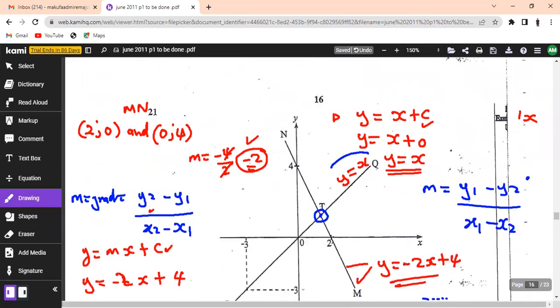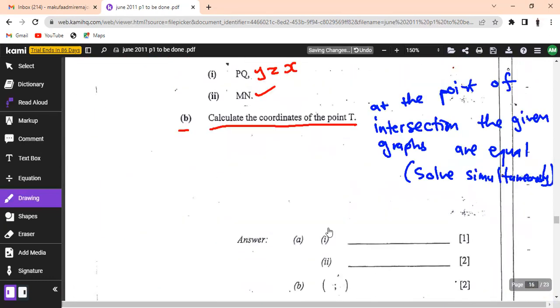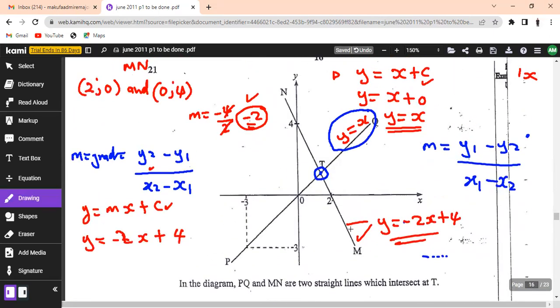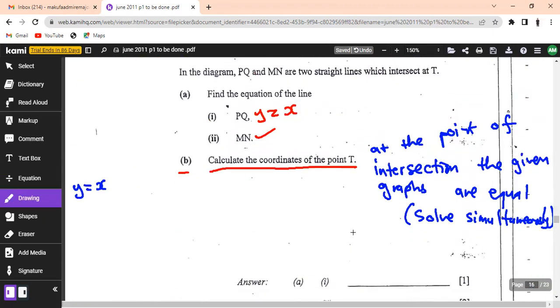Remember, PQ has y is equal to x, so we are going to take this equation. Y is equal to x, okay? We move on to this line here, which is MN. We obtained the equation of MN, which is y is equal to minus 2x plus 4. So these are the two equations that you are going to solve. Whenever you deal with the point of intersection, when two graphs meet like this, you just solve those equations simultaneously.